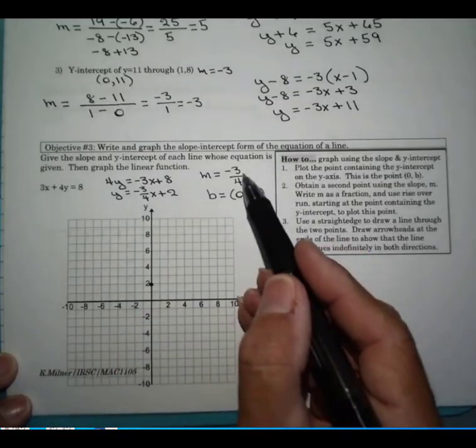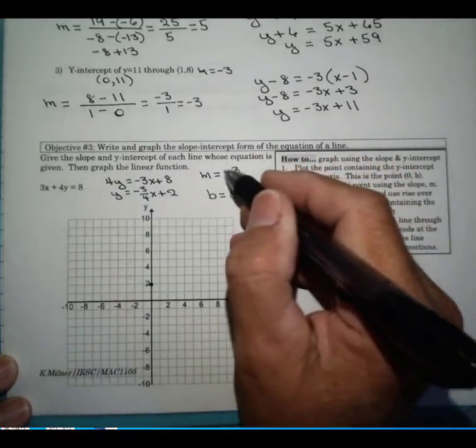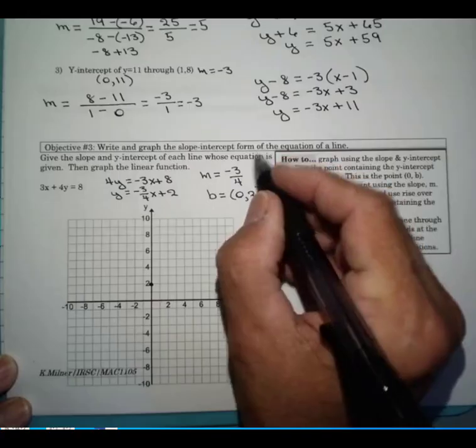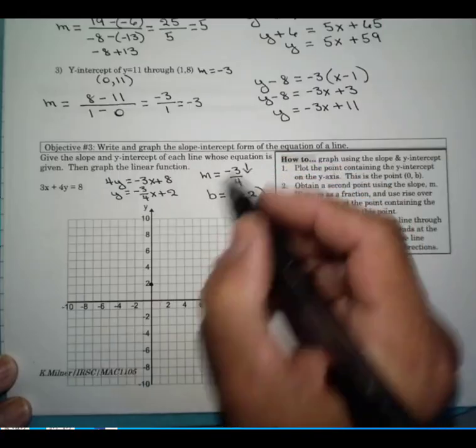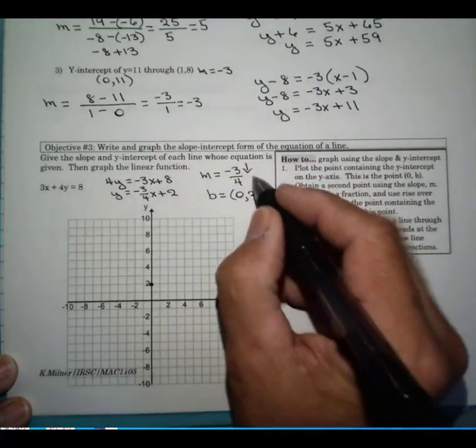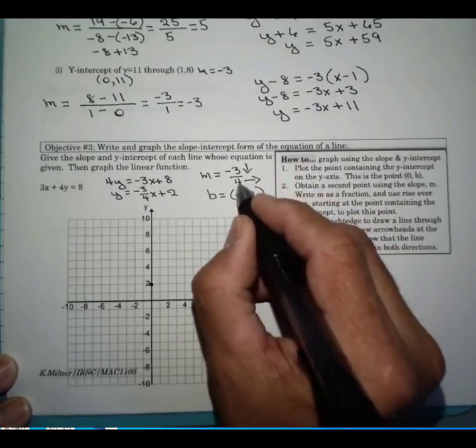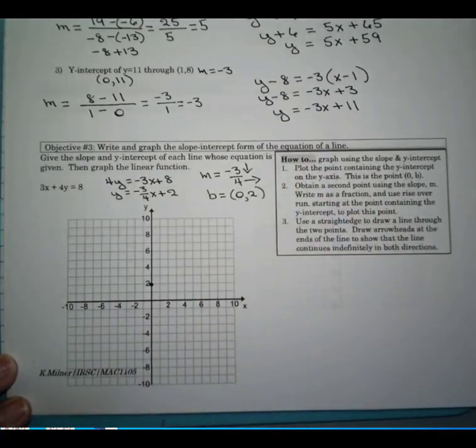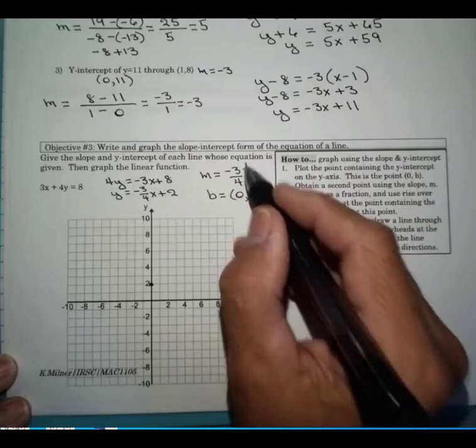And then I want to use my slope to graph it. So since I've kept the negative in the numerator, this tells me I'm going to go down from this point. I'm going to go down 3, and then I'm going to go in a positive direction for the bottom, or right 4. Remember, it's always rise over run.